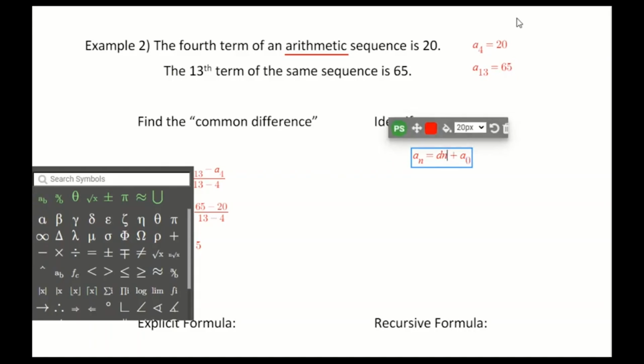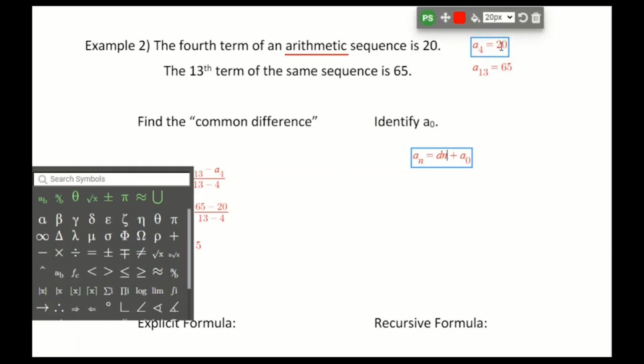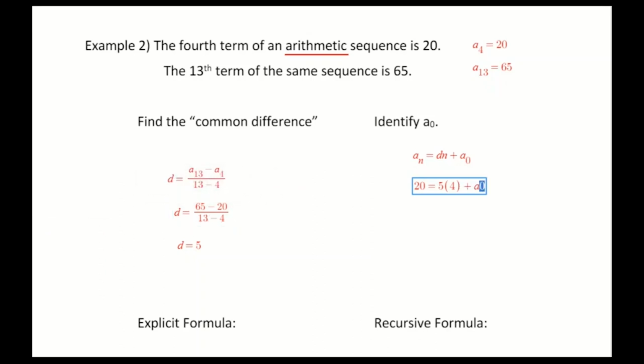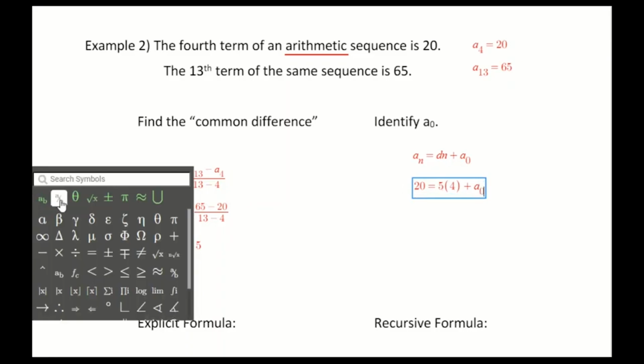What we can do is pick one of these points. So like I would just pick this, a sub 4 is 20. So when n is 4, the value of the sequence is 20. So 20 equals, I already calculated the common difference over here was 5, so 5 times term number 4, n is 4, plus a sub 0. And now you can see that we just basically have a little linear equation to solve.